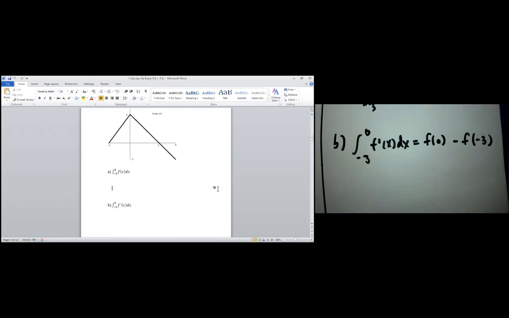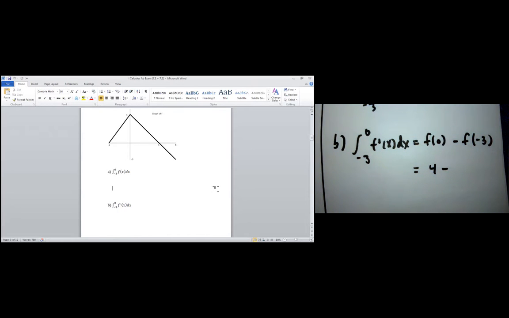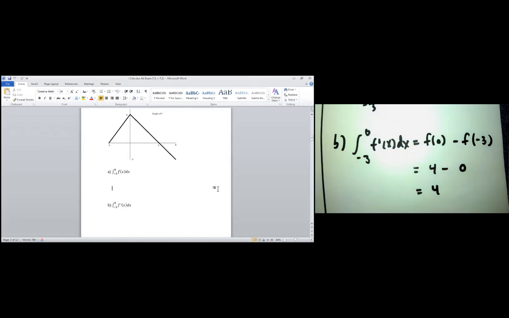Can I find f of 0? Can I find f of -3? Sure. Look at the graph, because we have the graph of f. The graph of f is up there. F of 0 is 4. F of -3 is 0. Answer would be 4. So again, this integral is f prime.